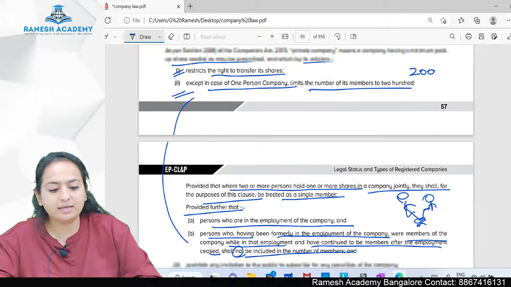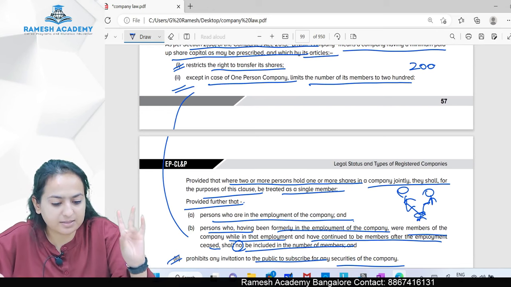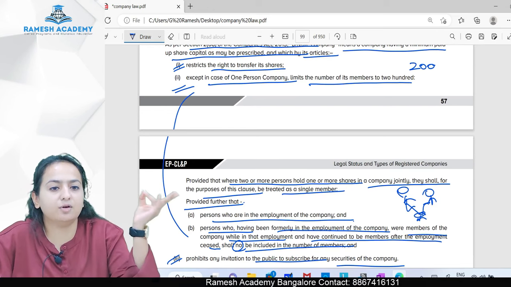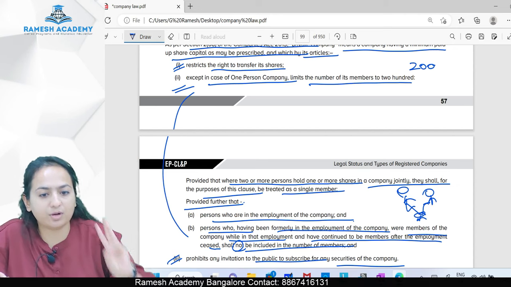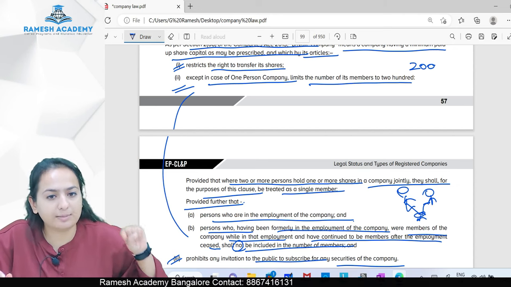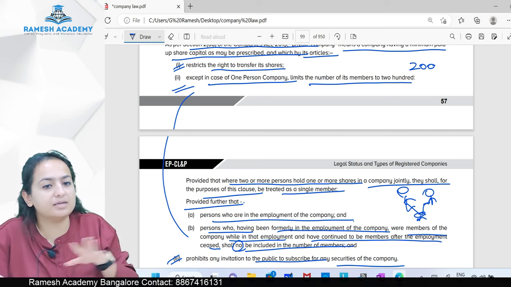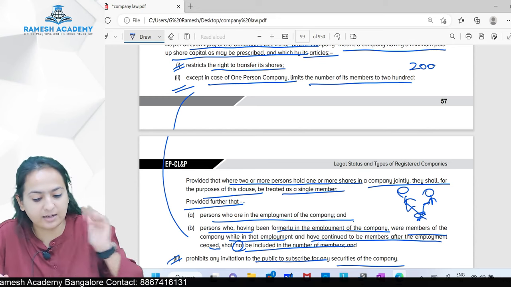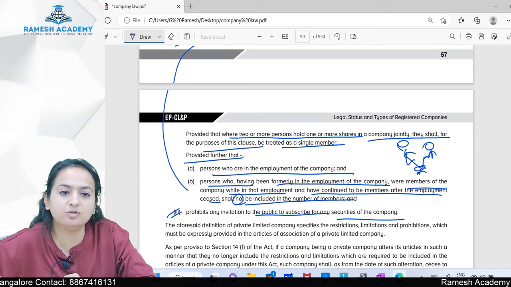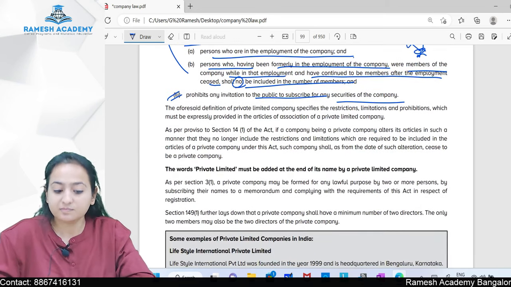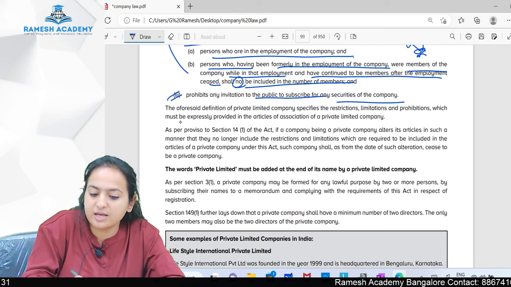So there are three cases: restriction to transfer its shares, then except in case of one person company, the number of members may be 200. But in this number of 200, three important things you have to remember: persons who are in employment of the company are not included, persons who have been in employment of the company and have ceased to be in employment but still are members shall not be included in this, and also it prohibits the invitation to the public to subscribe to its shares. Fourth, the definition of private limited company specifies the restrictions, limits and prohibitions which must be expressly provided by the AOA.